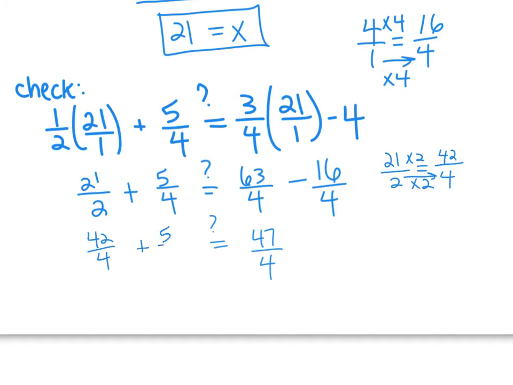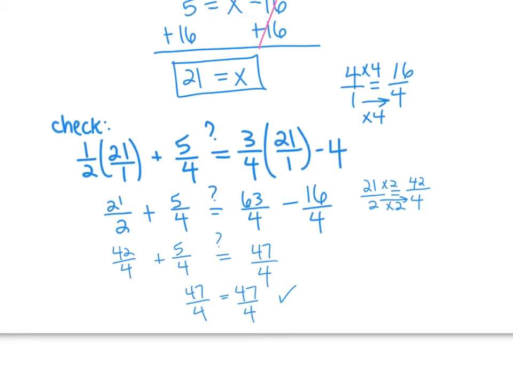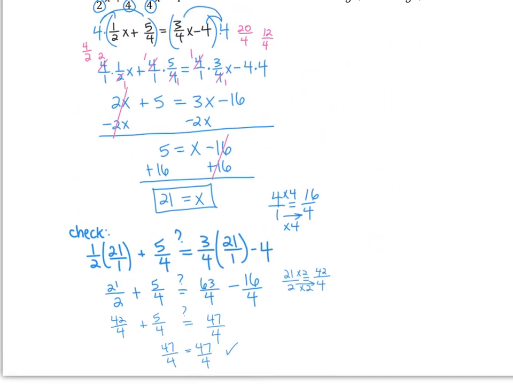I did that so that I could add it to 5/4. Now that they have a common denominator, I can add their numerators. 42 plus 5 is 47. So 47/4 is equal to 47/4, so our answer is correct. And again, on this one, since there's no repeating decimals or whatnot, you could have dealt with decimals when you checked.